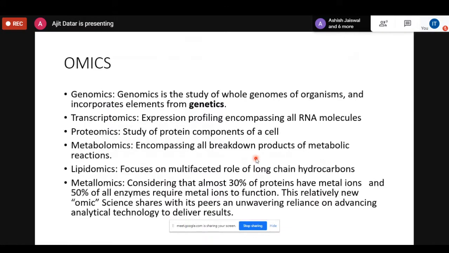This is a new thing because about 30% of proteins contain metal ions, and how they behave has to be really tested, and you require a special equipment for that. And then there are 50% of all enzymes that require metal ions for their functioning. And that is why this new omics science shares with its peers like other omics an unwavering reliance on advancing analytical technology to deliver results. So this is a new technique which will give you a lot of additional information. In what way? We'll have a look at it as we proceed.